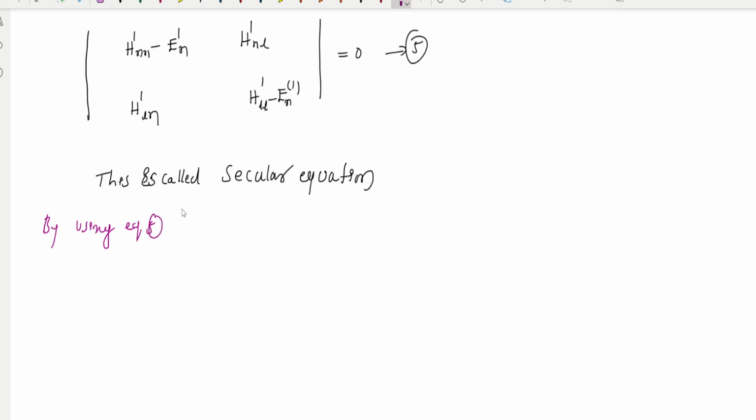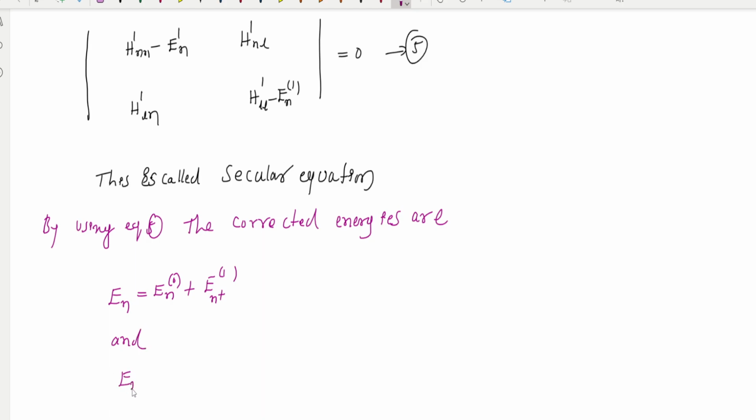By using equation number 5, the corrected energies are, if you observe clearly here, one is En equal to En^0 plus En plus 1, and the second equation is En equal to En^0 plus En minus 1.